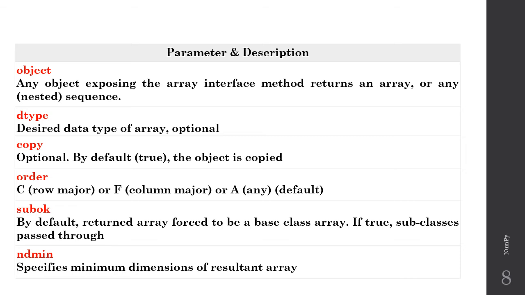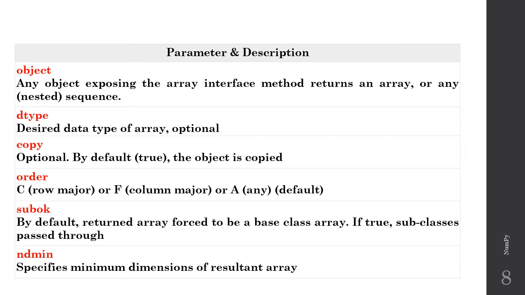C stands for the elements being stored in row major order. F means the elements are stored in column major order. A is the default. Elements can be stored using either row major or column major. Python supports both representations of elements in memory, either in row major form or in column major form.